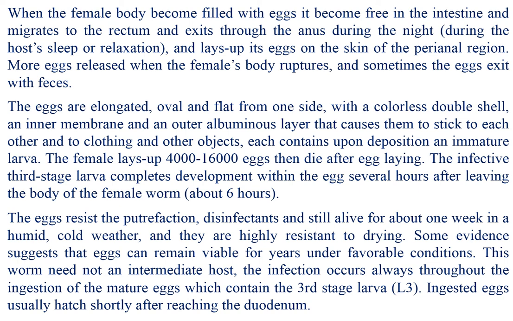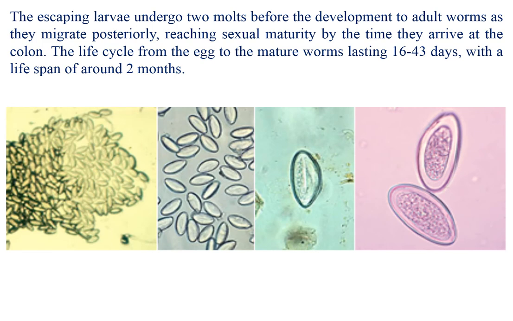This worm needs no intermediate host. Infection always occurs through the ingestion of the mature eggs, which contain the third larval stage, L3. Ingested eggs usually hatch shortly after reaching the duodenum. The escaping larvae undergo two molts as they migrate posteriorly, reaching sexual maturity by the time they arrive at the colon. The life cycle from egg to mature worm lasts 16 to 43 days, with a lifespan of around 2 months.